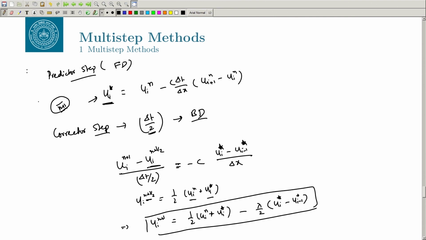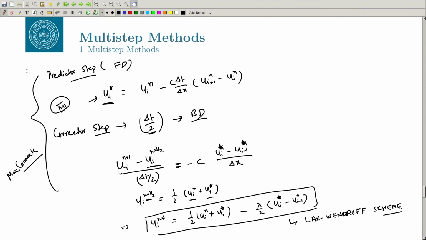These two steps are called the McCormick scheme. If you combine both of them, go back and try this, this will give you the Lax-Wendroff scheme. Because of that, it will have the same properties as the Lax-Wendroff. So this will be stable for lambda less than or equal to 1, and the accuracy is delta x squared, delta t squared. And as I told earlier, you can also do the first step as the backward differencing.